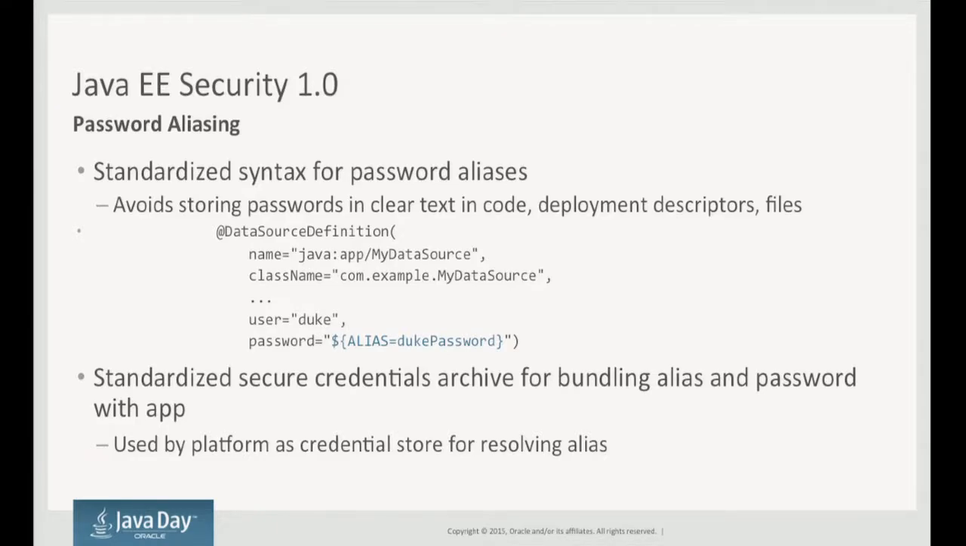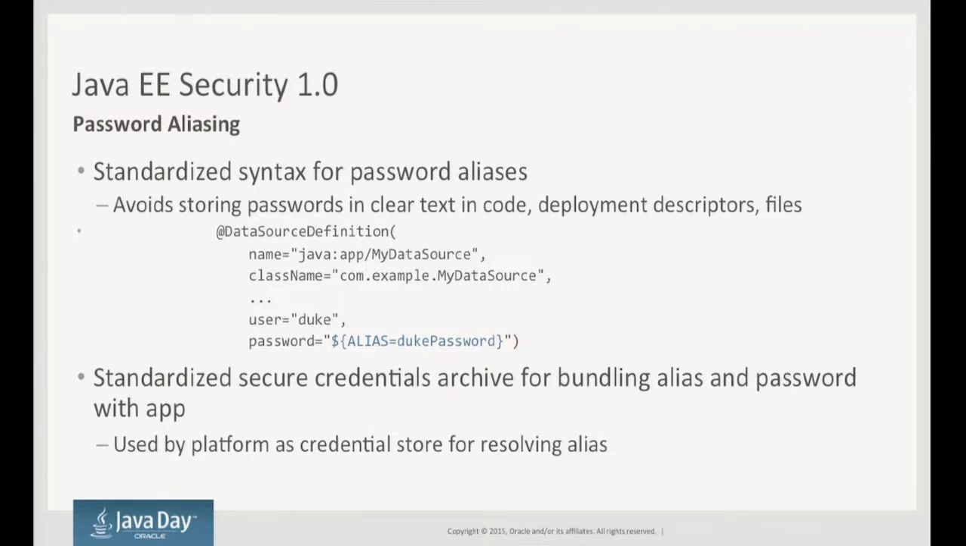The first of these, password aliasing. We started this work in Java EE 7 in the platform group, but we didn't have time to complete it. So we actually backed this out, but our plans are to revisit it in this release. The idea here is that you should never have a password in clear text in your code, in your metadata, in your deployment descriptors. But instead of having your password in clear text, you can define a password alias.